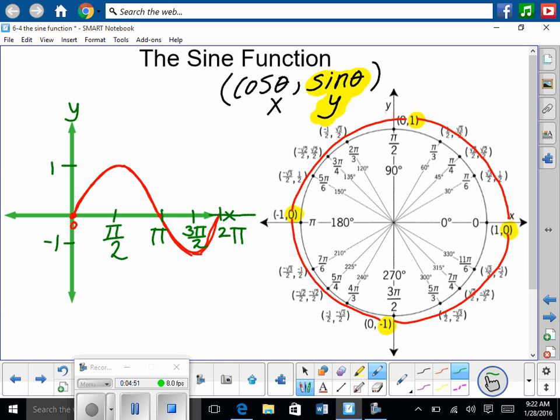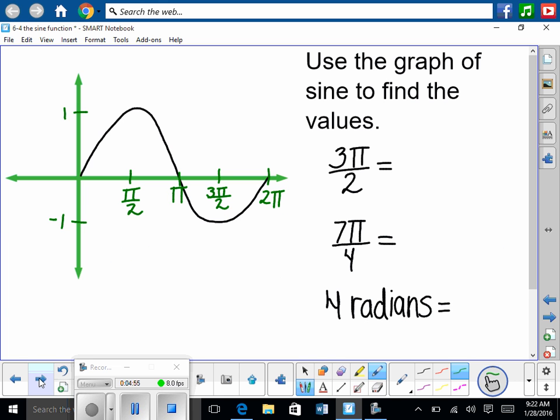Now we can start practicing some things. Okay, so here we go. It says use the diagram. So we're really looking at a unit circle, but we're looking at the sinusoidal wave. So it says use the graph of sine to find these values. So we want to know, using this picture, not our unit circle, this is just the sine of the unit circle, right? This is just sine of unit circle. We're going to find these values.